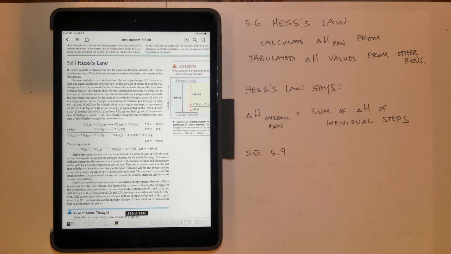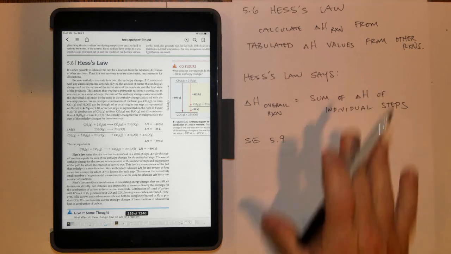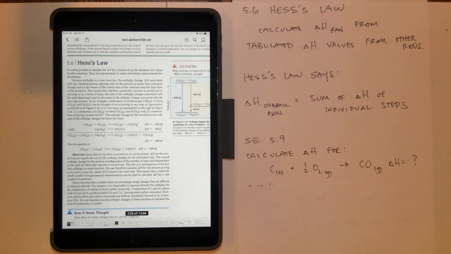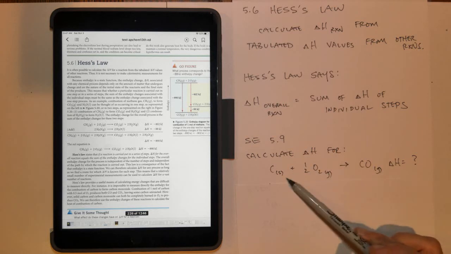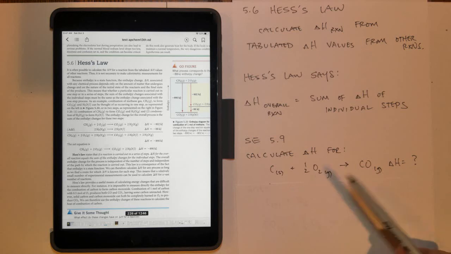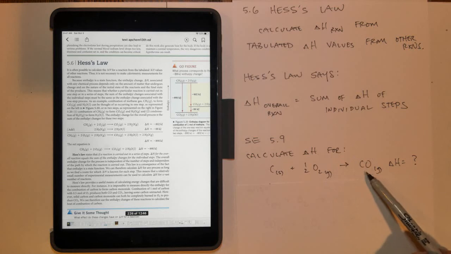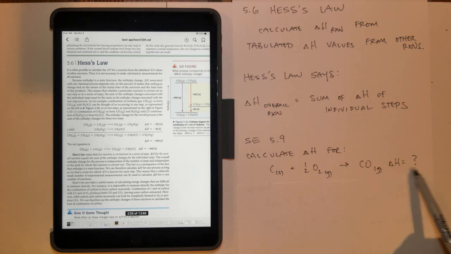So let's take a look at sample exercise 5.9. In sample exercise 5.9, it says calculate the delta H for the combustion of carbon to create carbon monoxide. This is actually really difficult to do in real life, because when something that contains carbon burns in enough oxygen, it mostly makes carbon dioxide. It's only when you have a very limited amount of oxygen that you can make carbon monoxide. And so it's a tough delta H to actually calculate by doing a laboratory activity. But what you can do is calculate it using Hess's law.